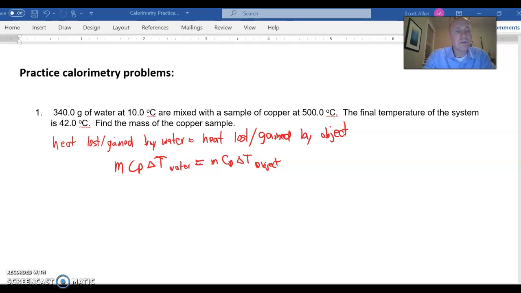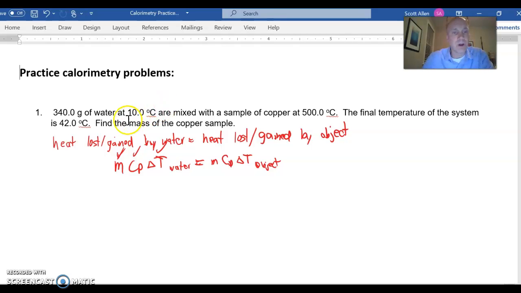The first thing is that we have 340.0 grams of water. So we know the mass of the water, and since it's liquid water, we know what the specific heat is. That's going to be 4.18 joules per gram per degree Celsius. And for the temperature change, we have a final temperature right here, and a starting temperature of the water right here. So we can figure out the delta T of the water.